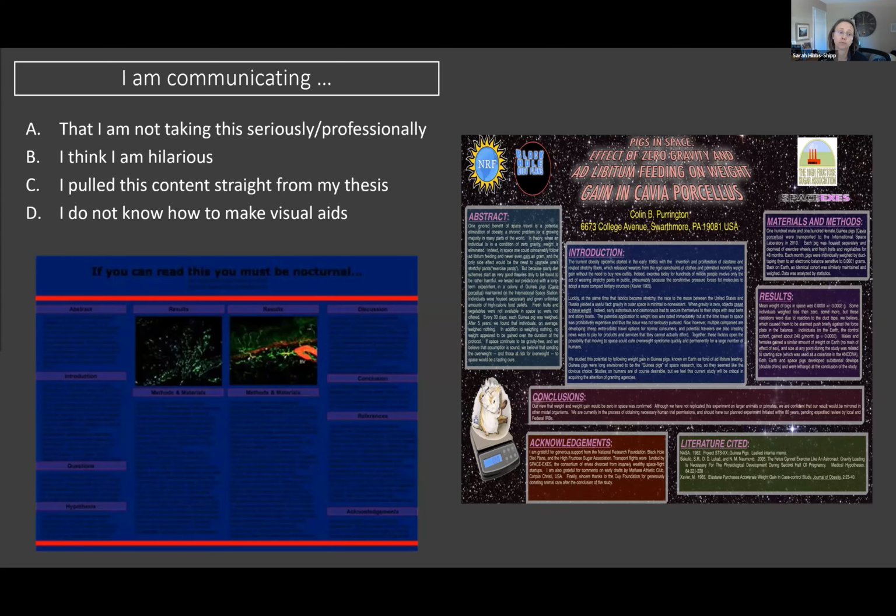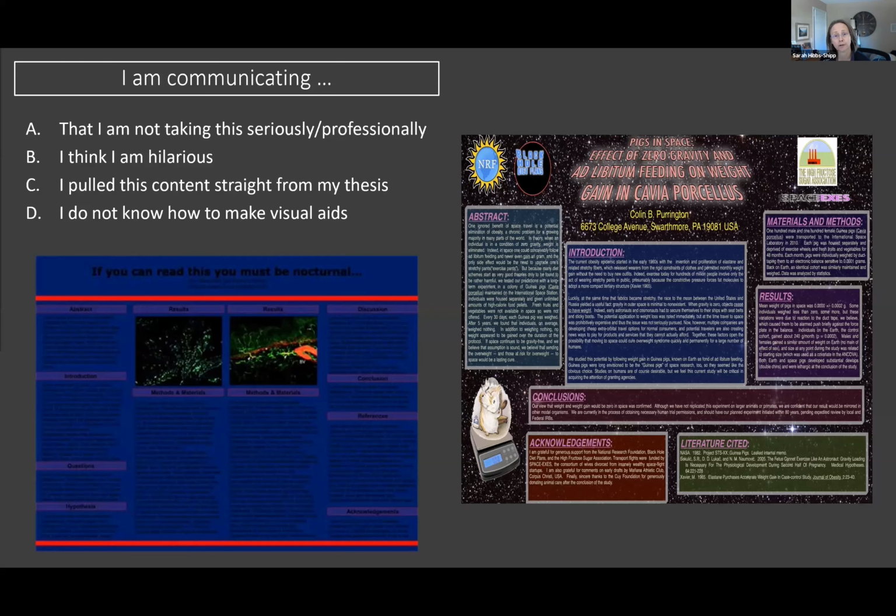These two are two of my favorites. They're incredibly hard to read. They are also really, really funny. So the key is whether or not you also want to communicate while being fun, that you are still taking the event seriously. The one on the left is, if you can read this, you must be nocturnal.